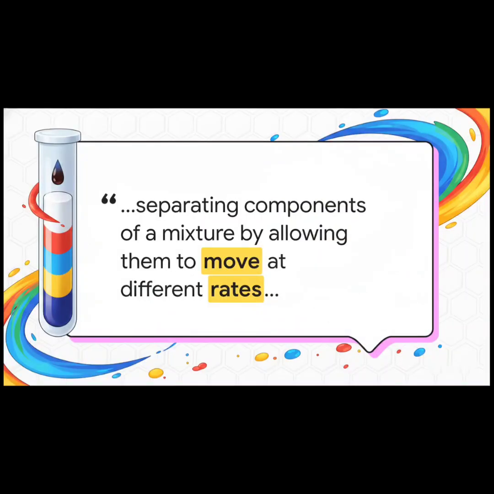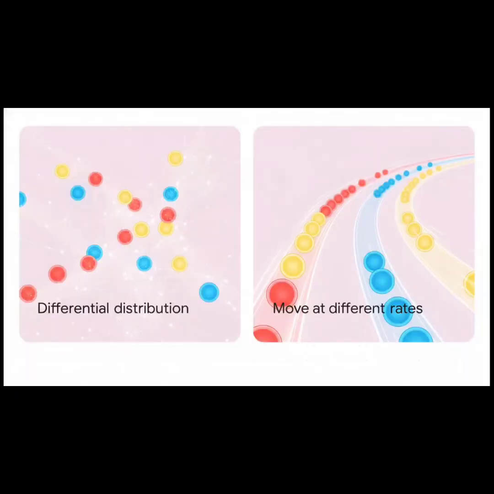Now, if you read further down our source document, the author actually provides a second definition. "Chromatography is the process of separating components of a mixture by allowing them to move at different rates." And this brilliantly illustrates how the text itself simplifies the previous academic jargon. The concept of differential distribution is suddenly grounded in a much more visual idea. Things are simply moving at different speeds. So these two definitions, differential distribution and moving at different rates, are just two different ways of stating the exact same mechanical truth. Because components interact differently with their environment, they end up traveling at different speeds, naturally separating over time.